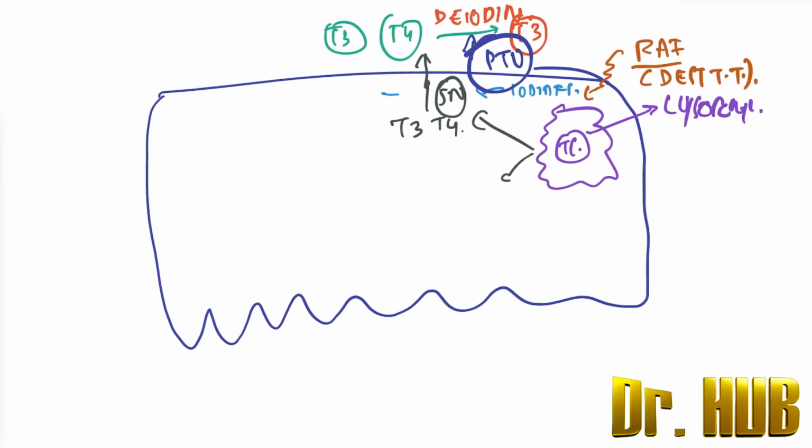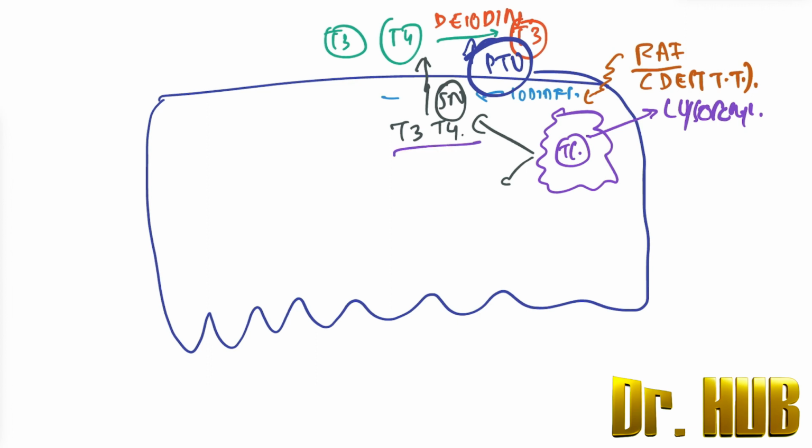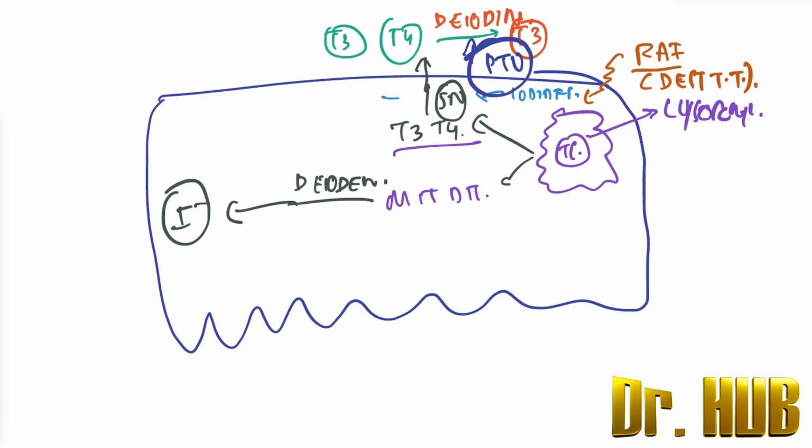Now moving on from T3 and T4, on the other hand there is MIT as well as DIT, that is the monoiodotyrosine and the diiodotyrosine. So this acts upon the deiodination and it forms the iodine. Looking at the surface, the iodine enters. This is nothing but the NIS. So it enters and then there is trapping, which is seen.